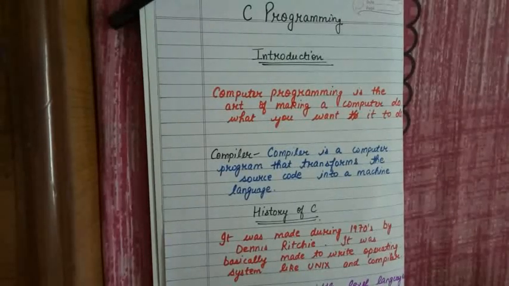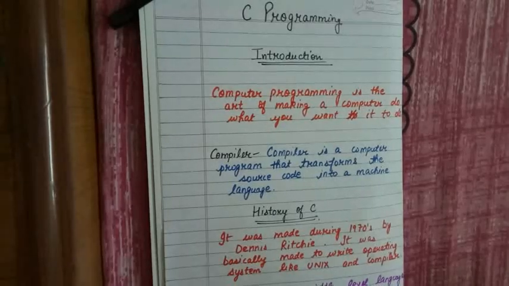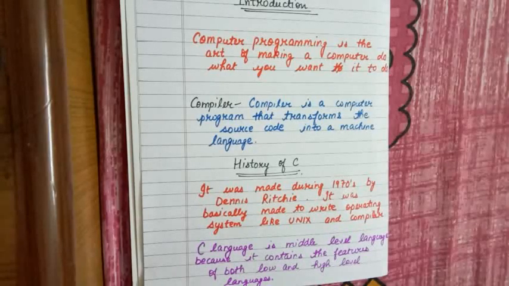As you all know, in order to communicate with anyone, we need a language, right? Like English, Hindi, Punjabi, etc. So in order to communicate with a computer, we need a language too. These programming languages are like C, C++, C#, Java, and many more. Computer programming is the art of making a computer do what you want it to do.